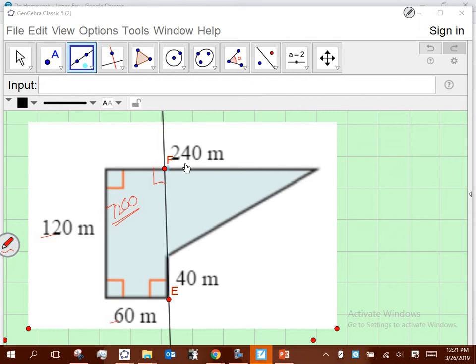Now I've got to find the area of the triangle. And this is where it gets kind of problematic. If this is 60, what is that there? 180. Because the whole distance is 240, right? If this is 120, what is this distance right here? 80. Because you have to take that 120, remove that 40, right?